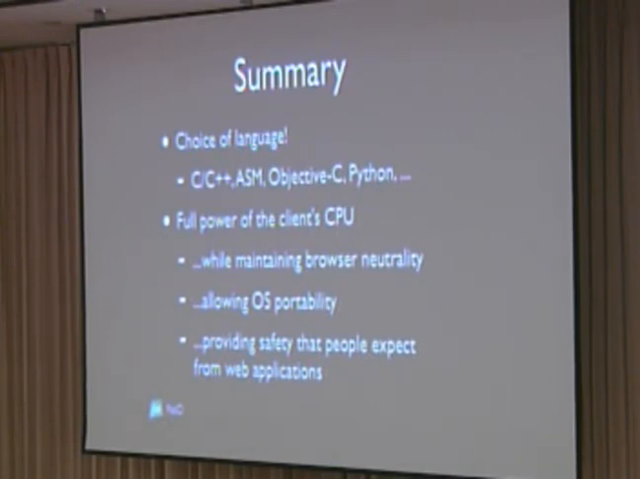And we actually have an implementation of Python running inside of Native Client, which is really, I don't know about you guys, but Python is my favorite language, and that's pretty exciting. So you can take full power and advantage of the client CPU. You maintain browser neutrality, right? You get all the properties of the web inside of a native client. And you provide a safe execution space for web apps.